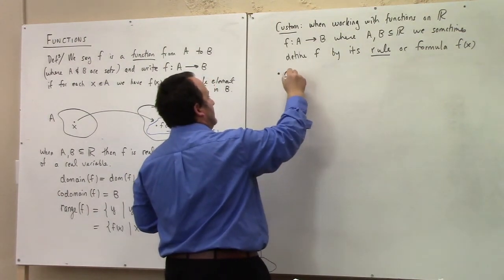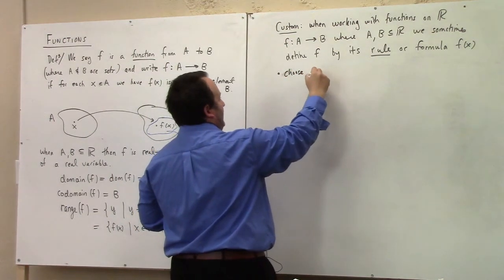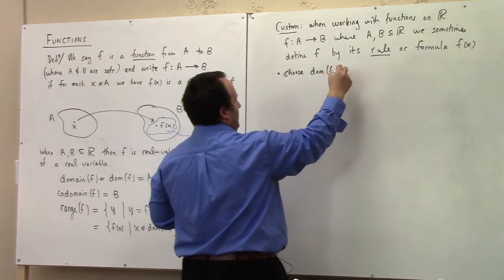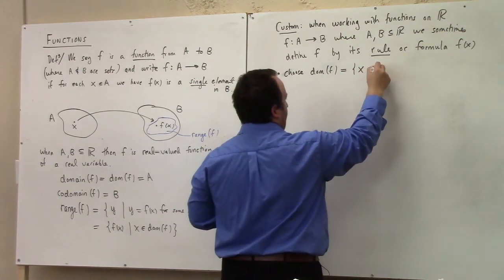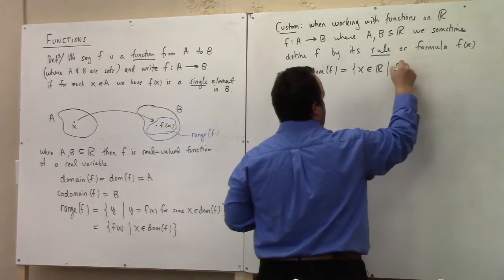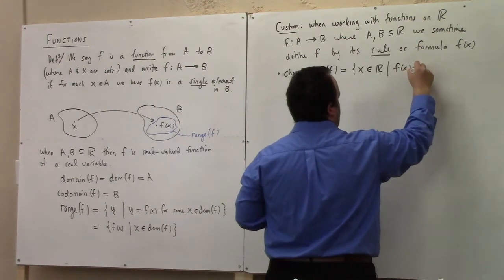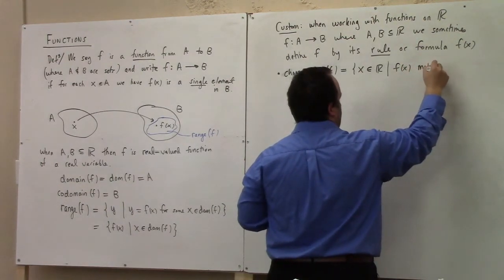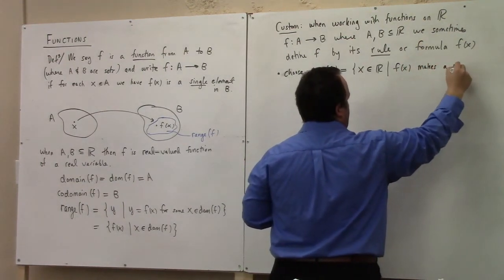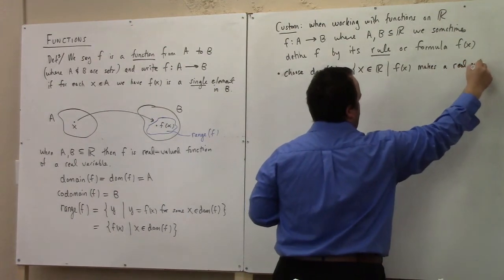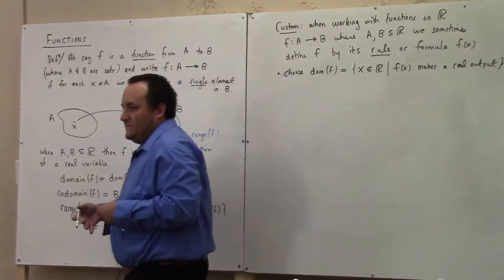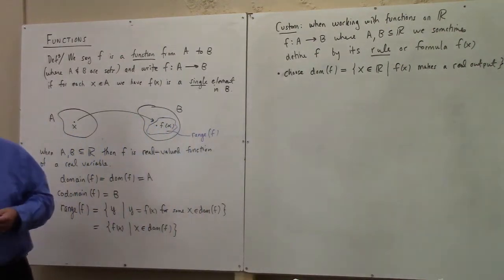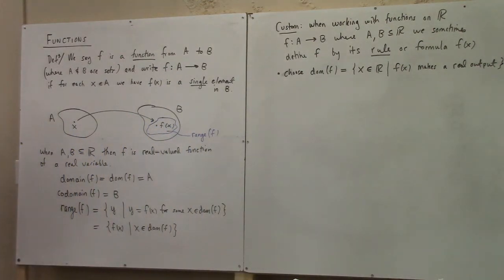We choose the domain of f equal to the set of x in the reals such that f(x) makes a real output. Or in other words, such that f(x) makes sense, right? This is how we define the domain of a function.